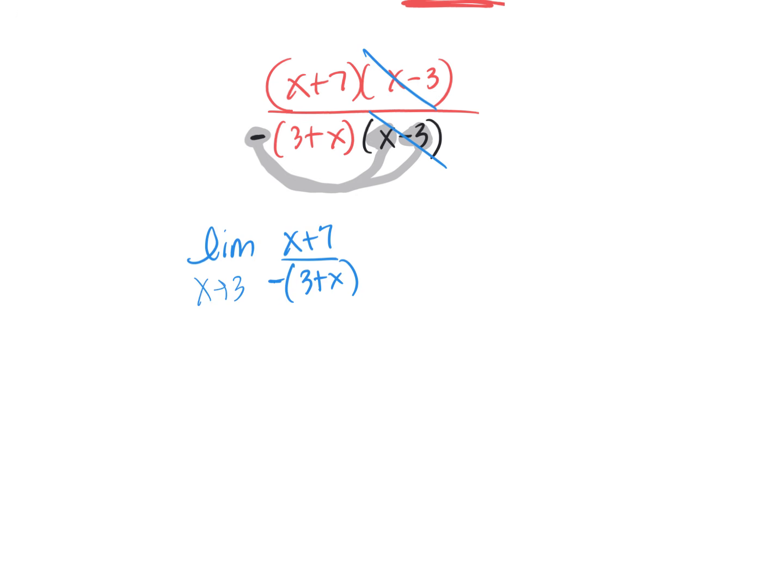Now go plug in that 3. When I plug in that 3 now, what are we going to get up top? 10 over negative 6, right? What decimal is that? Yeah. Negative 5 over 3 is negative 1.666667. That's exactly what you said, Kale.